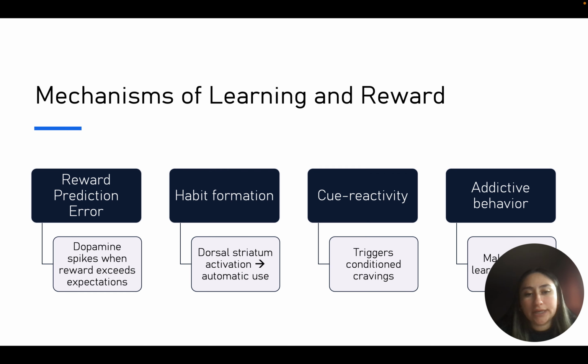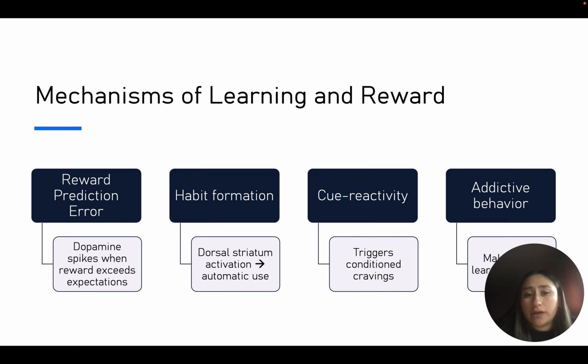This slide is about mechanisms of learning and reward. On the slide I have reward prediction error, where dopamine spikes when reward exceeds expectation. Habit formation is dorsal striatum activation, so automatic use. Cue reactivity triggers conditioned cravings, and addictive behavior is maladaptive learning formation. So overall, addiction can be understood as a form of maladaptive learning.